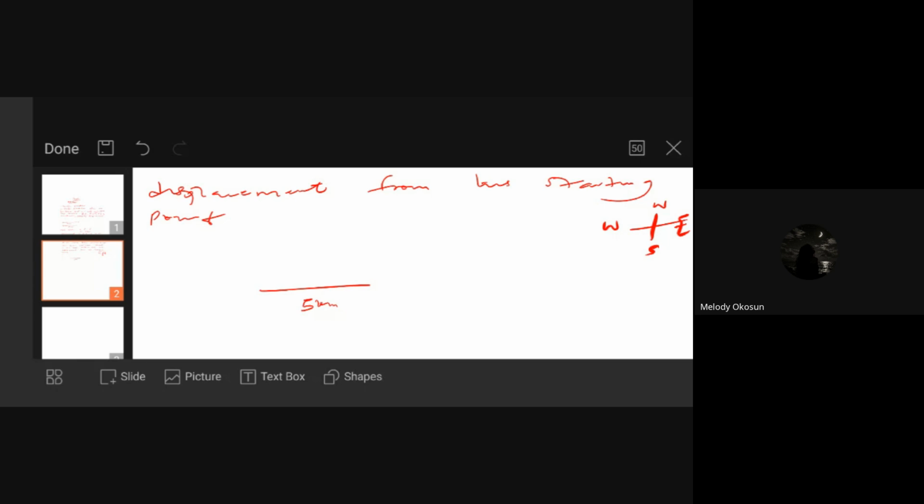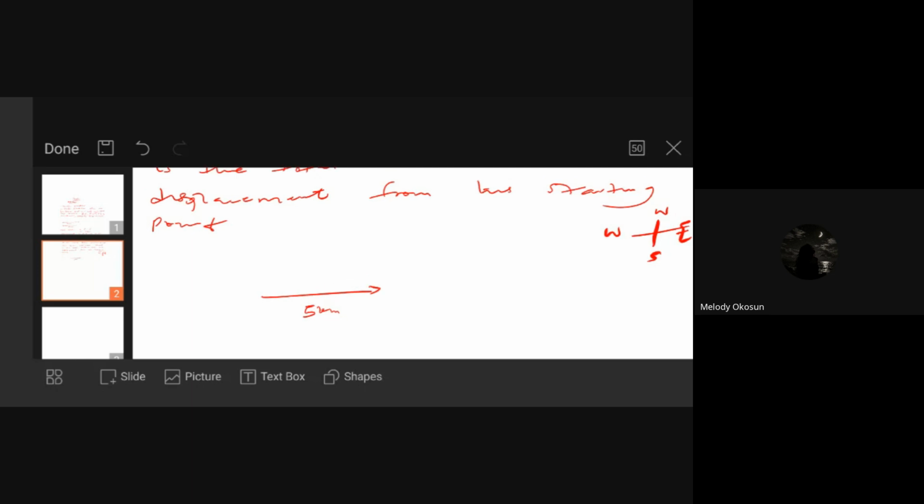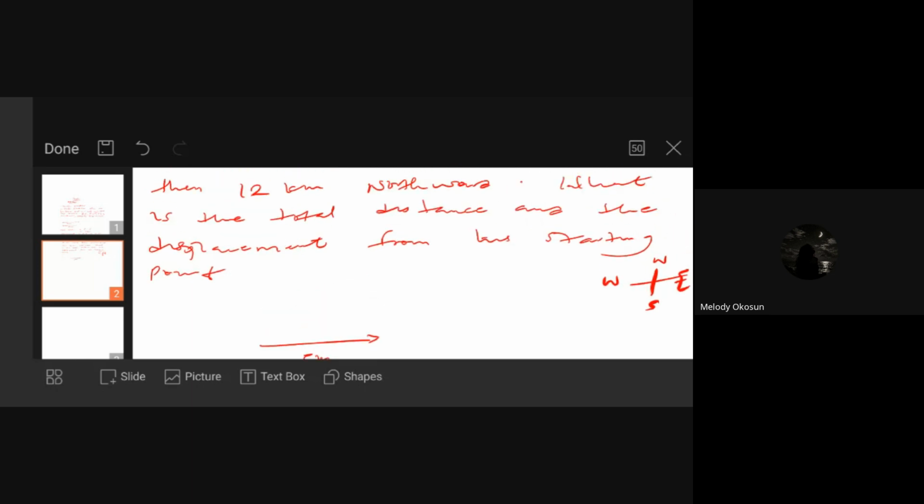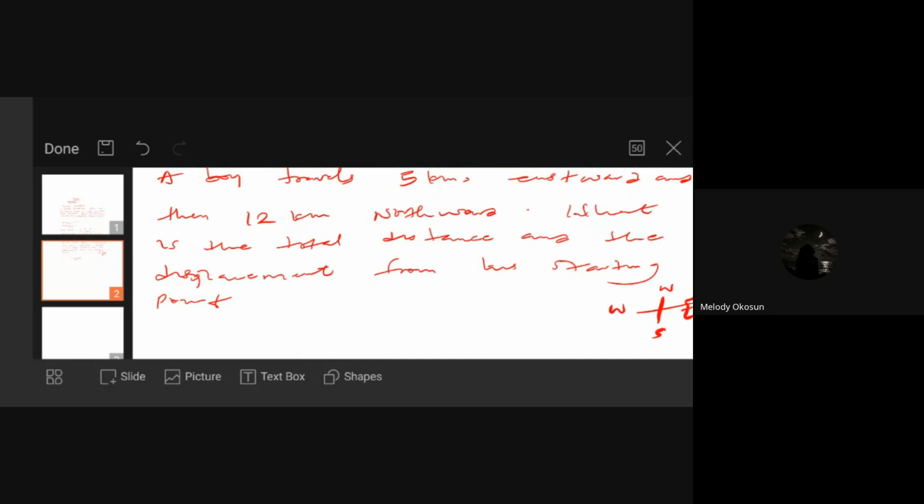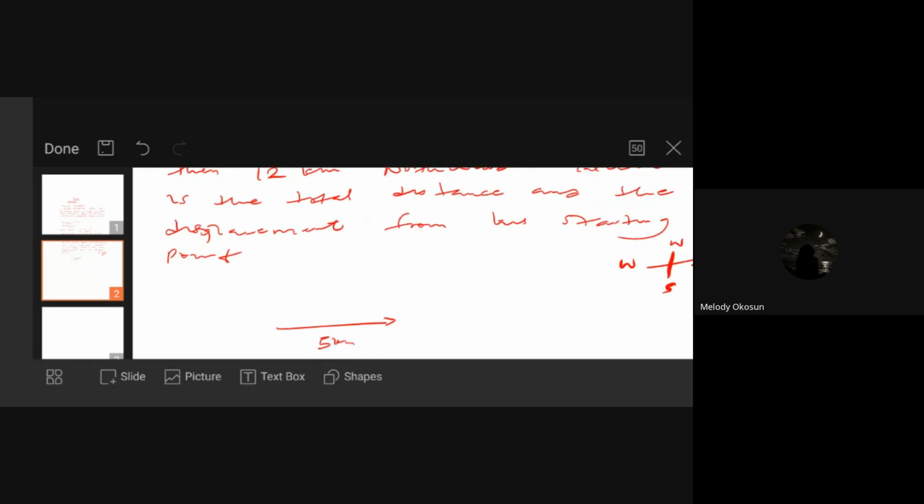Vectors are usually represented with an arrowhead. The arrowhead depicts the direction of that vector. They now said the boy then walked 12 kilometers northward. All right. So northward means from where the boy is now, he's here, 5 kilometers. He's now at this point. From there he went up. Remember, northward means he went up. That's a north direction. And he covered about 12 kilometers northward. So this is where the boy is now. So this is 12 kilometers.